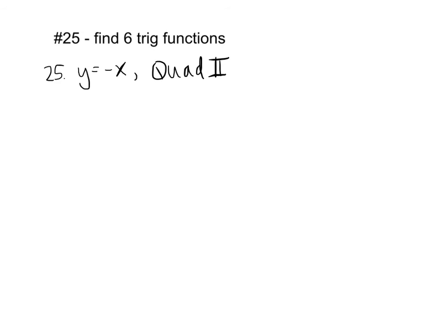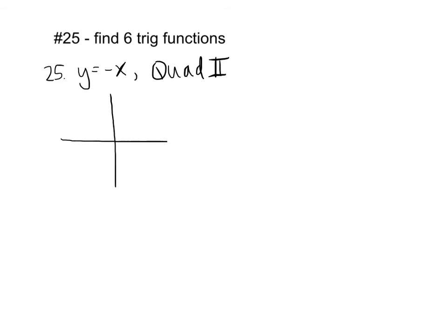Okay, so for number 25, again, the directions say to find the 6 trig functions. This time they don't give you an ordered pair, they don't give you one of the 6. What they do is they give you a line that you're going to draw and then identify an angle in that given quadrant. So for number 25, they give us y equals negative x.